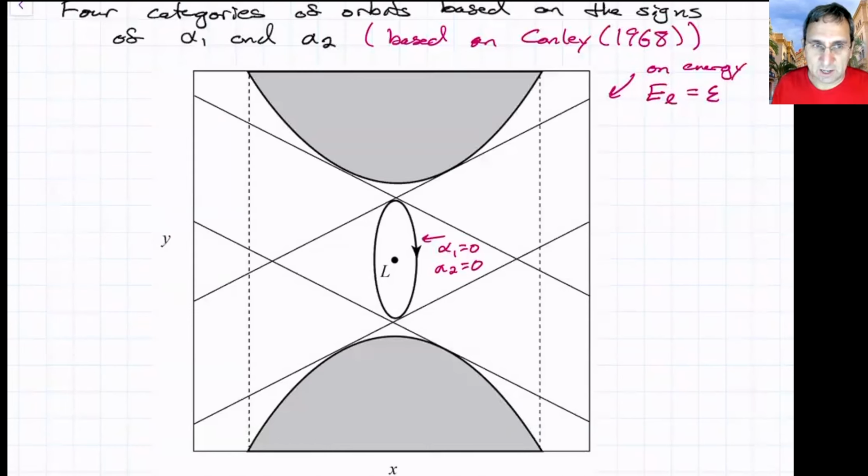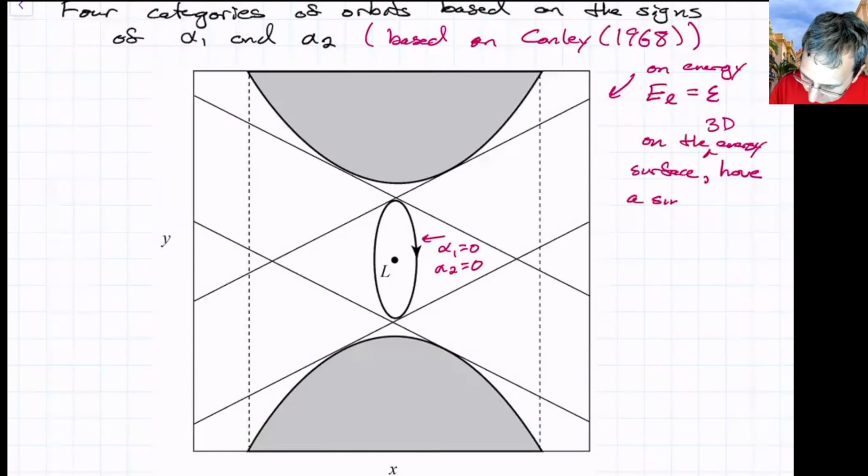Now things get more complicated for other combinations. Alpha 1 and alpha 2 equaling 0 means we're ignoring the exponentially growing and exponentially shrinking parts of things. We can include them, though. Before we get to that, we're showing an ellipse on the energy surface. This is the 3D energy surface in the phase space. We've got a single periodic orbit, and it looks like an ellipse.